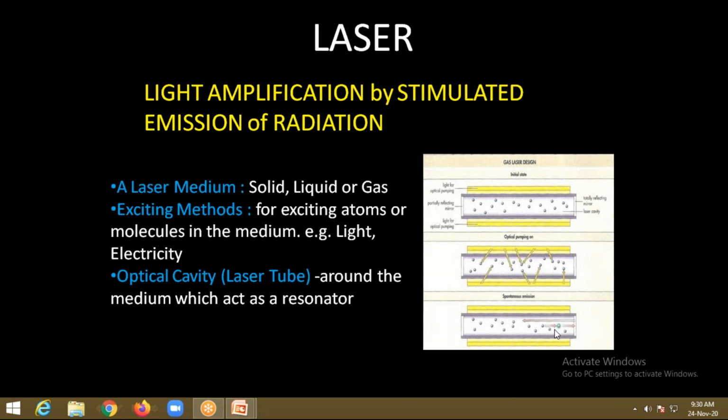So this is a highly precise beam of light. Different wavelengths and different types of medium produce different types of laser light. What are the different types we come across, we'll be discussing now.